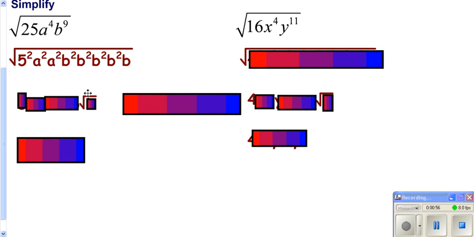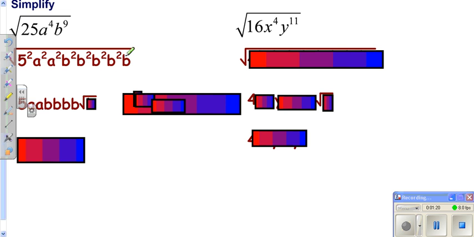Now, your square root here undoes each one of your squares. So your square root undoes the square in the 5. Your square root undoes each one of your squares on your a's, and it undoes each one of the squares on the b's that are squared. However, we did not have a square on this b here. So there's nothing we can do with that b. So that b has to still stay underneath your square root.